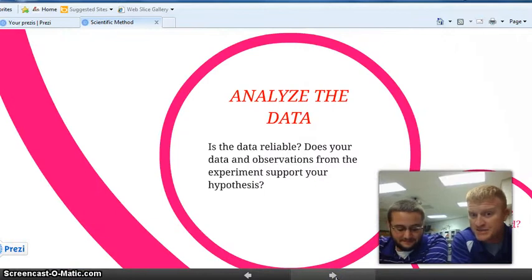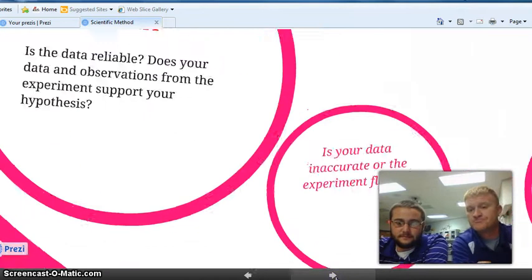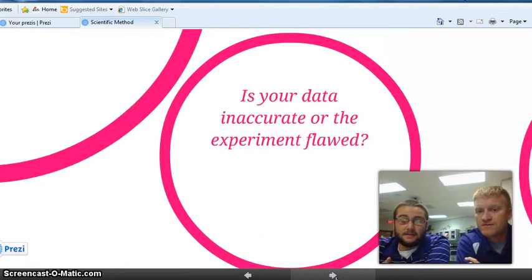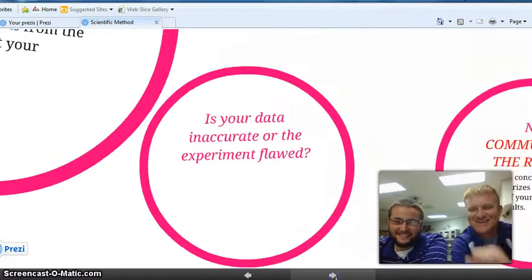So you're going to analyze the data. Is it reliable? Do your data and observations from the experiment support your hypothesis? Is your data inaccurate or is the experiment flawed? This can happen in a lot of different ways. Maybe the weather wasn't cooperating, or maybe there was some human error. Mr. Pride does that a lot. Nice.